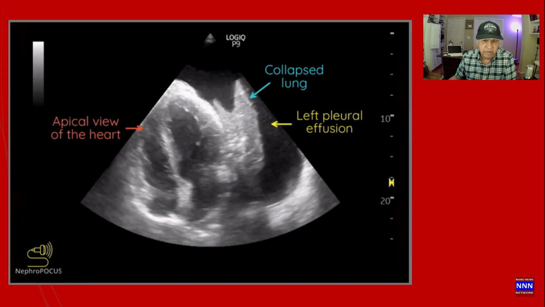Here's an example of an apical four-chamber view. You can see the clear-cut image of a collapsed lung with a very large pleural effusion. I don't know, it could be even pneumothorax, but there are some shadows here. So this is an example of a very large pleural effusion. Here we have the left ventricle, right ventricle. We don't see much on the right side.